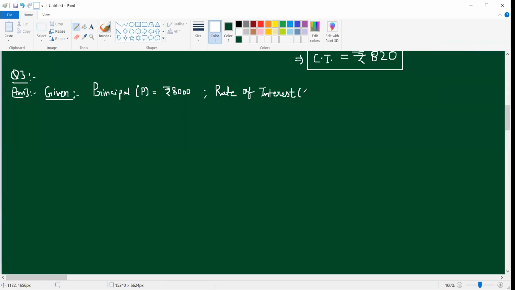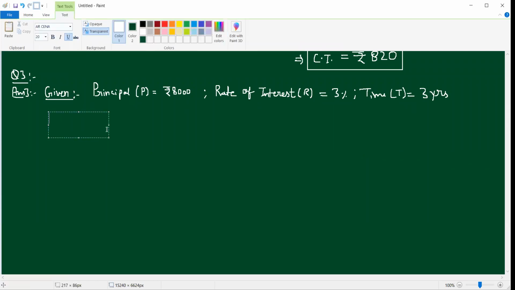Rate of interest R is equal to 3%, and time is 3 years. Okay. So time T is equal to 3 years. So let's start with the first year. This is the faster method to write for the first year.